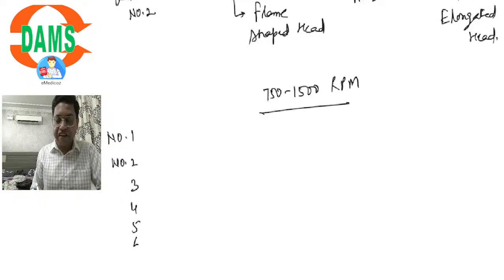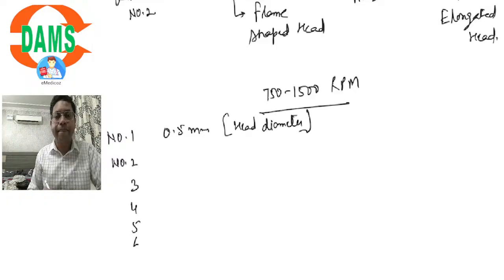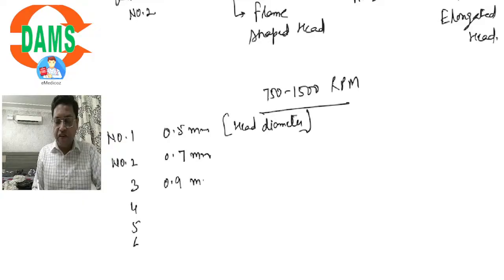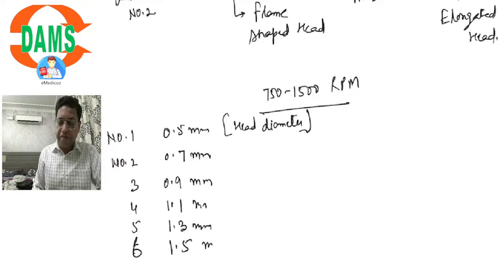Number 1 GG drills have a head diameter of 0.5 millimeter. This is the head diameter or the size of the number 1 GG drill. Subsequently, the diameter increases by 0.2 millimeters. So the respective diameters are 0.5, 0.7, 0.9, 1.1, 1.3, and 1.5 millimeters from number 1 to number 6 GG drills.